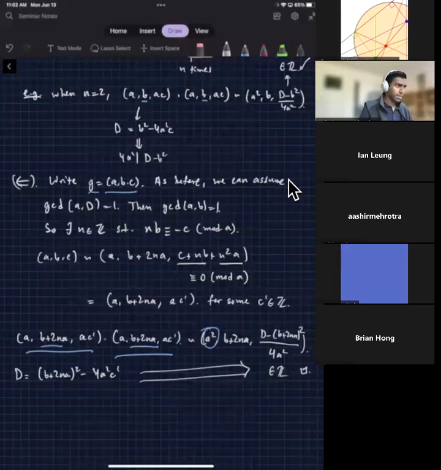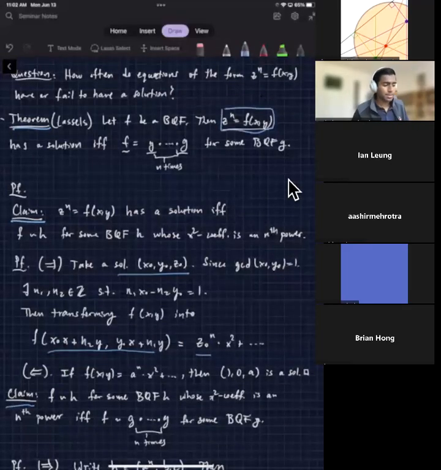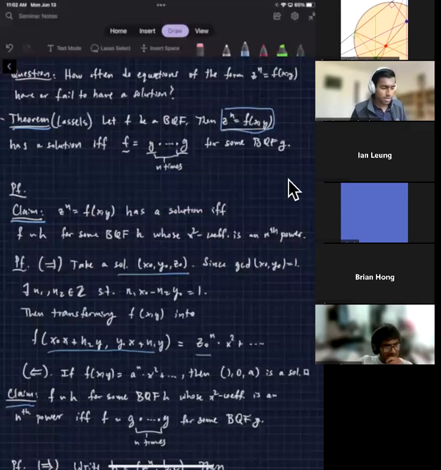Okay, and that proves the claim. And it also finishes the proof of the theorem. Okay, so going back to the theorem statement of Castel's, this equation here, z to the n equals f of x, y, has a solution if and only if f is an n-fold composition.